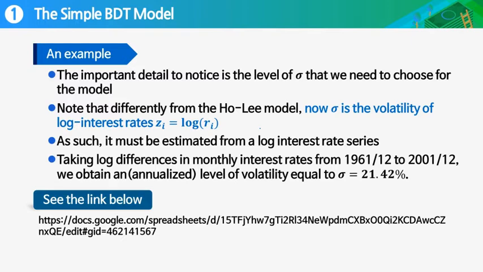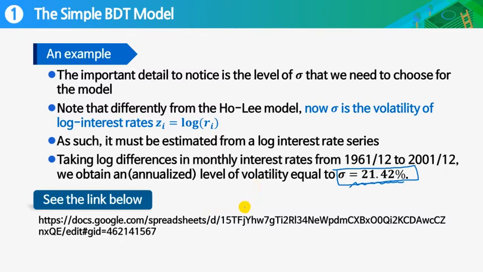Taking log differences in monthly interest rates from December 1961 to 2012, we obtain an annualized level of volatility equal to sigma 21.42%. Okay, so we fix sigma and then we match the theta part, similar to the Ho-Lee model. You can check the link below and download the spreadsheet and do the practice.